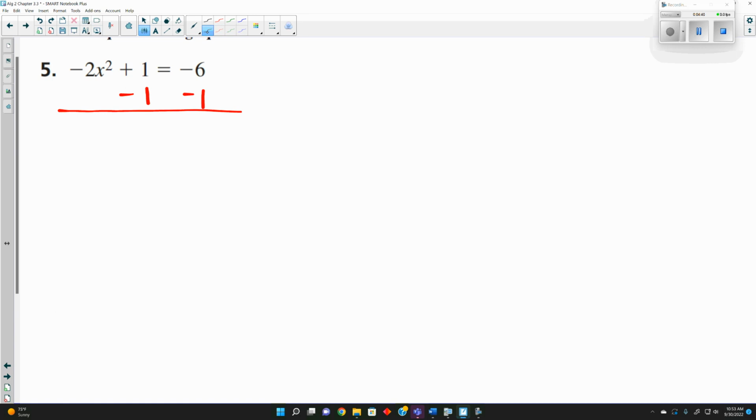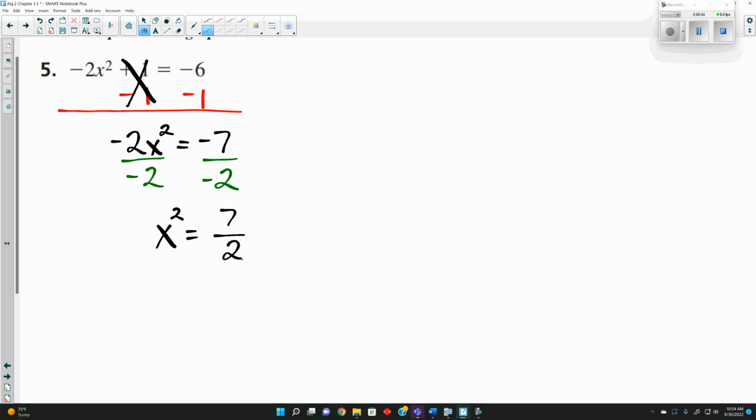And if we subtract 1 from both sides, 1 minus 1 is 0, telling us that negative 2x squared is equal to negative 7. Then what can we do next? We can divide both sides by negative 2, or we can leave it as a fraction. Since we know eventually we're going to take the square root of both sides, it's going to be easier to leave it as a fraction than to try to take the square root of a decimal.